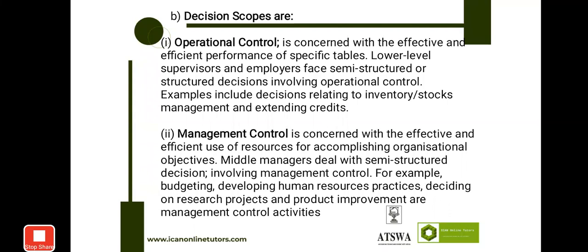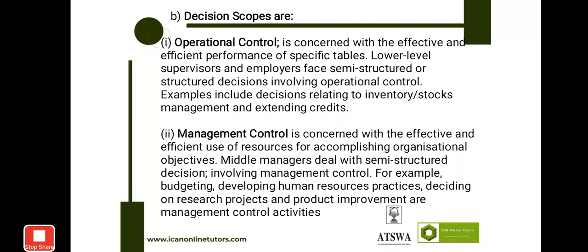So looking at types of decisions, we have decision scopes. So the scopes of decisions here, we have operational control, we have management control, we have strategic planning. So let's start with the first one, operational control. Operational control is concerned with the effective and efficient performance of specific tasks.